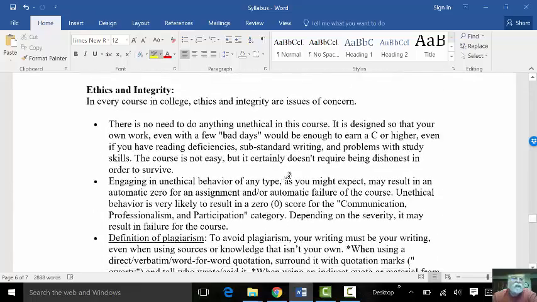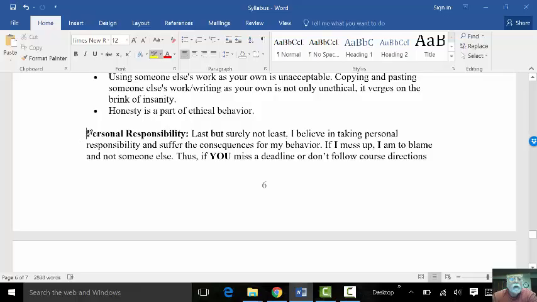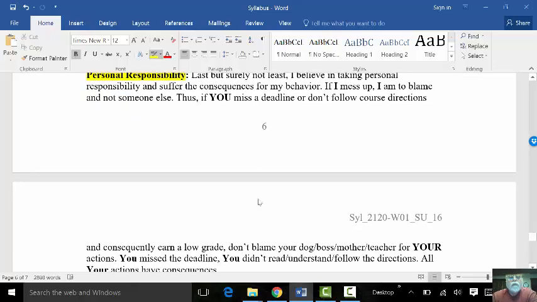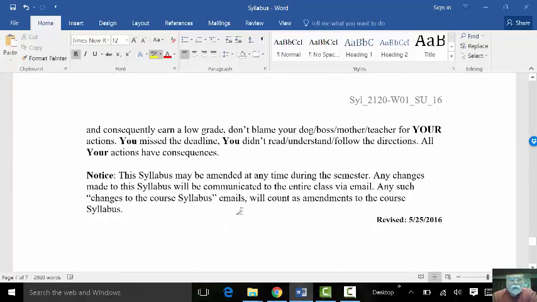I believe in ethics and integrity, and here's one that I really hold to, personal responsibility. If you screw up, you screw up. Don't blame someone else. Don't blame your dog for eating your computer. Don't blame your significant other for not supporting you or whatever. You are responsible for making sure you meet all the requirements. If I make any changes to this course at any time, I will send an email out to everybody so that everybody has the same notice.